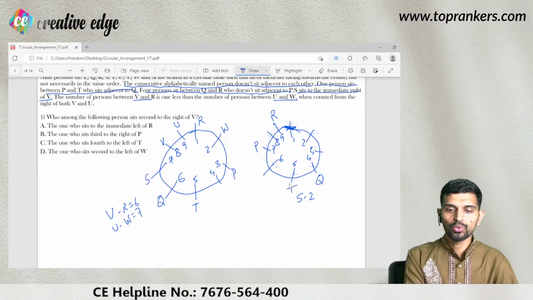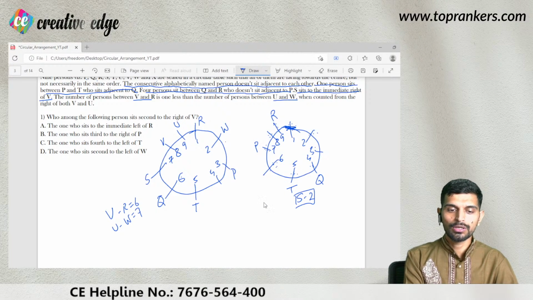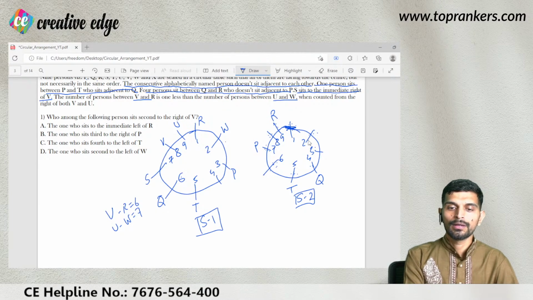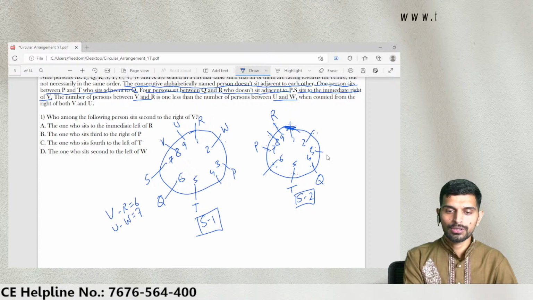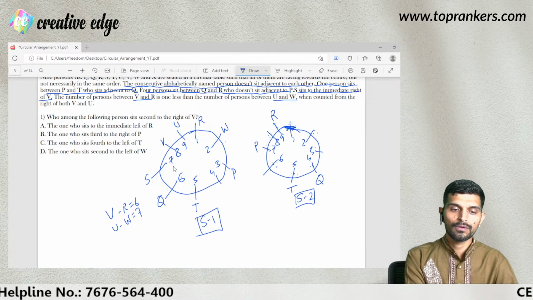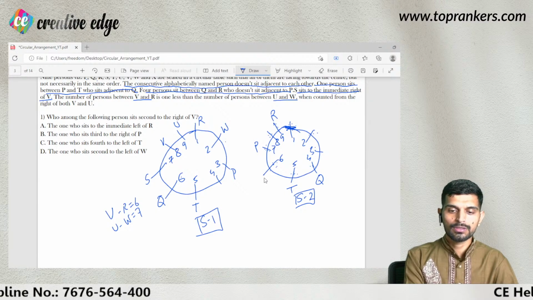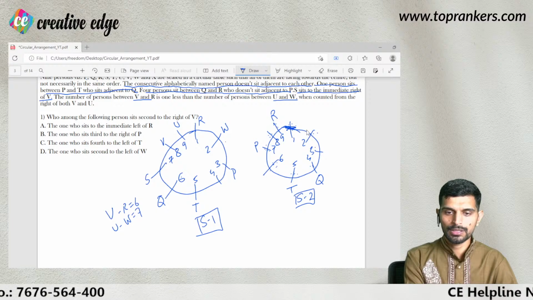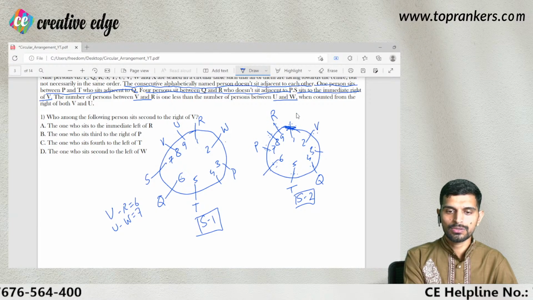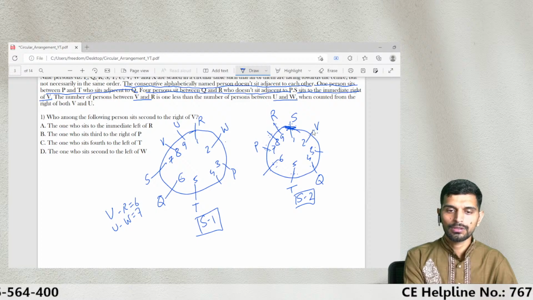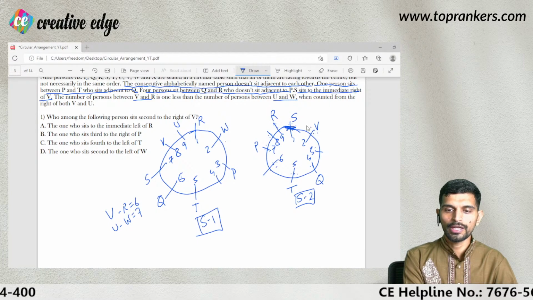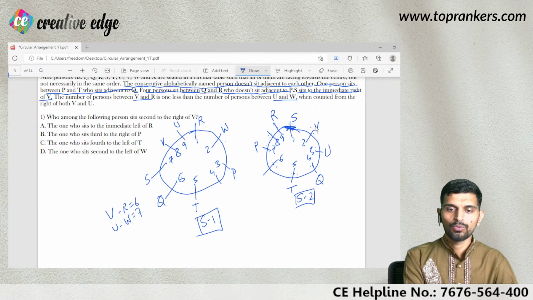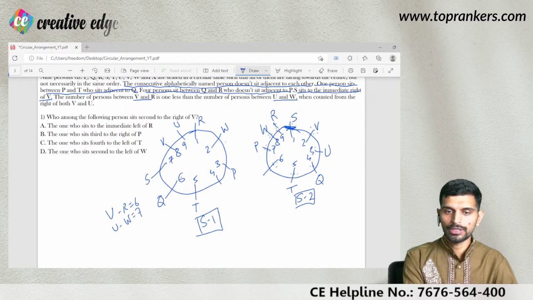Now let's try to arrange that in this situation 2. This was situation 1. Right. If I try to arrange in this situation 2, I have to have V and S consecutively placed. So I cannot place V and S here. I can place V and S here only. So S is towards right of V. Then there is only one person between V and S. So if I place U here, 1, 2, 3, 4. So that is not happening here.